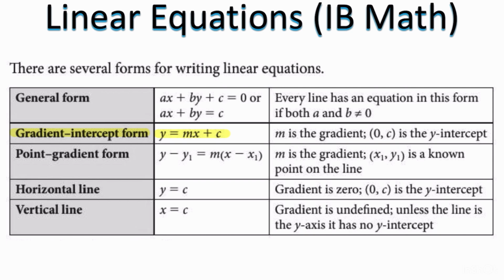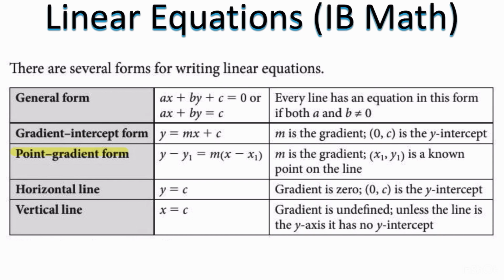It's y equals mx plus c. Instead of y equals mx plus b, it's y equals mx plus c. C is still the y-intercept and m is still the slope. So already there we see a few changes between Algebra 2 and IB Math.